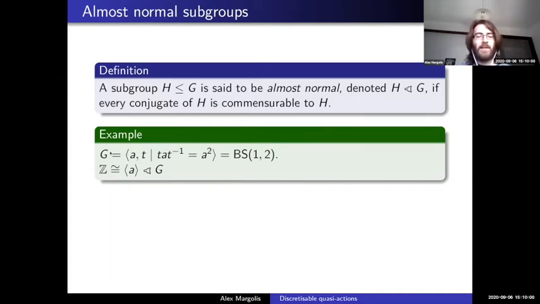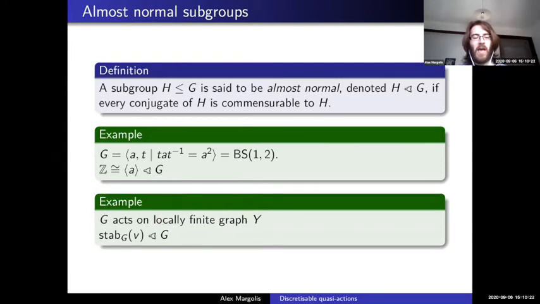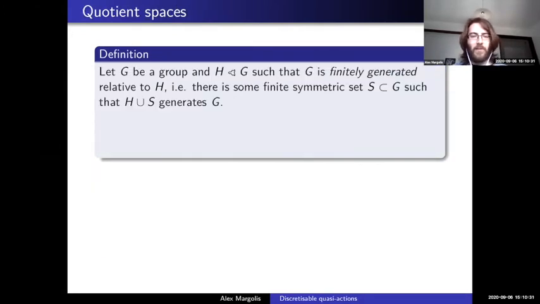The Baumslag-Solitar group, BS(1,2). This is an HNN extension of the infinite cyclic subgroup generated by a, with stable letter t. And this infinite cyclic subgroup is easily seen to be almost normal but not normal, and it's not even virtually normal. And more generally, if we have a group acting on a locally finite graph, then the vertex stabilizer is an almost normal subgroup. So we have lots of examples.